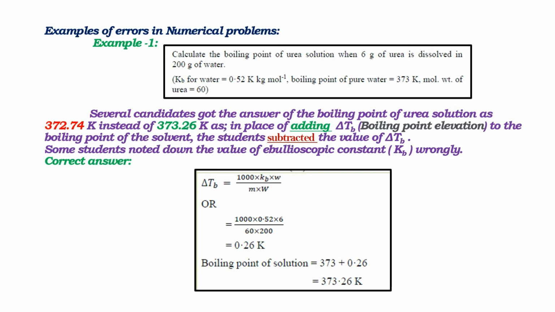Examples of errors in numerical problems. In this question given, to calculate the boiling point of the urea solution when 6 grams of urea is dissolved in 200 grams of water, several candidates got the answer of the boiling point of urea as 372.74 Kelvin instead of 373.26 Kelvin, as in place of adding the boiling point elevation to the boiling point of the solvent, the students subtracted the value of boiling point elevation. Some students noted down the value of ebullioscopic constant wrongly.